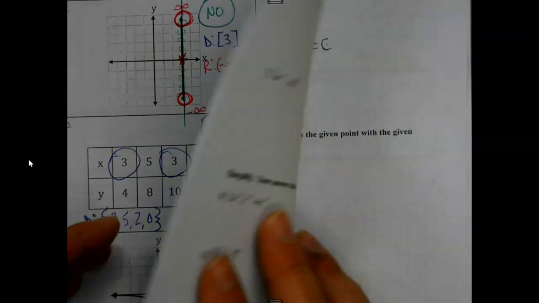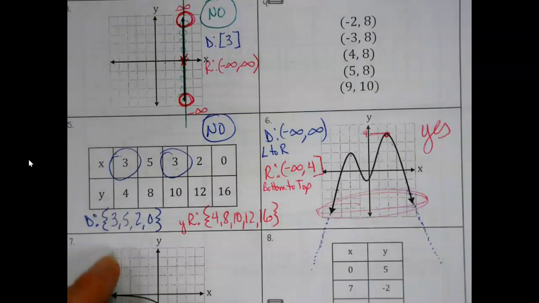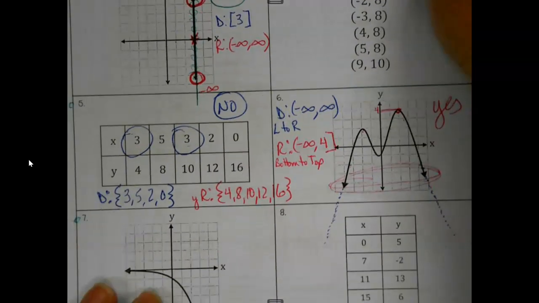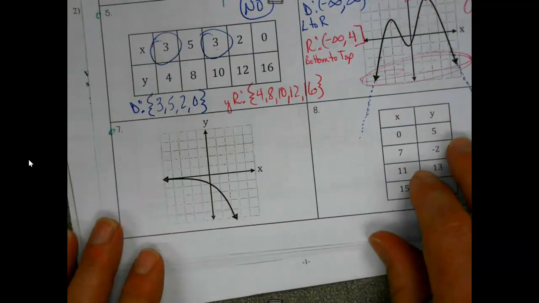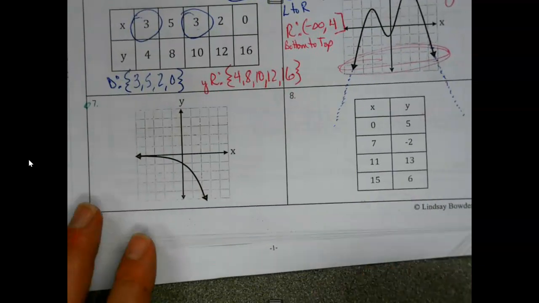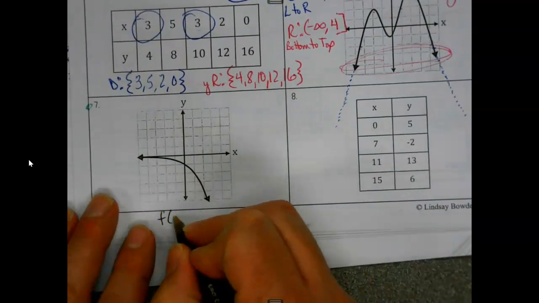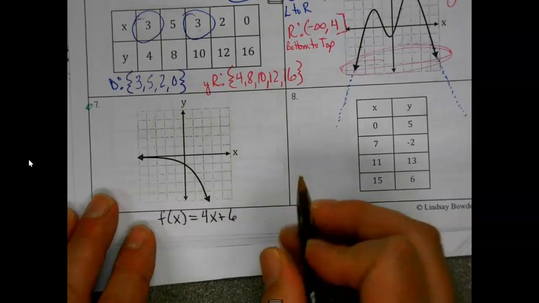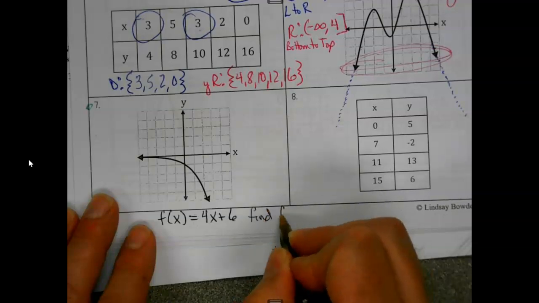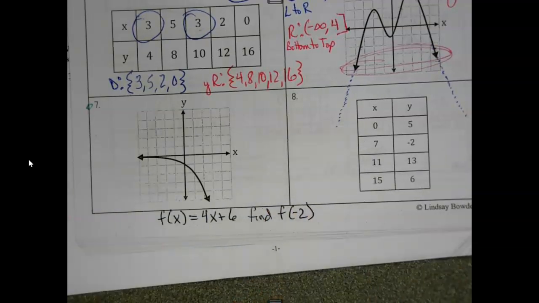Now, however, I got to let you in on a couple things. Be prepared tomorrow, FYI. We're going to add a question at the bottom of the front here before I flip over to 15. So if I give you f of x, just function notation, for y equals 4x plus 6, find f of negative 2.